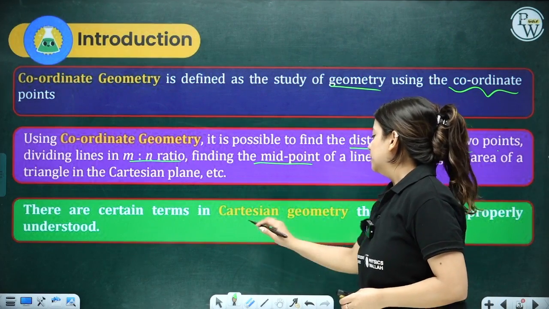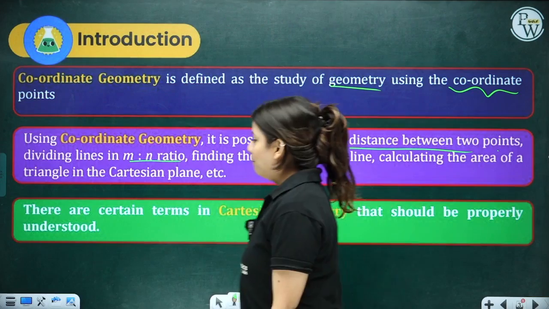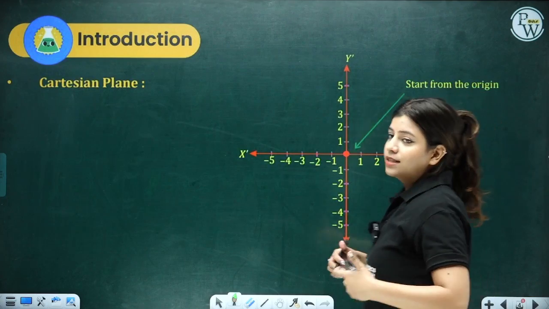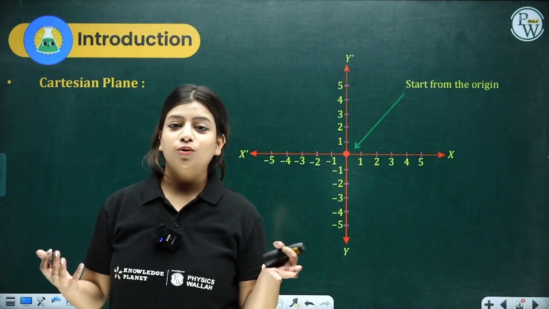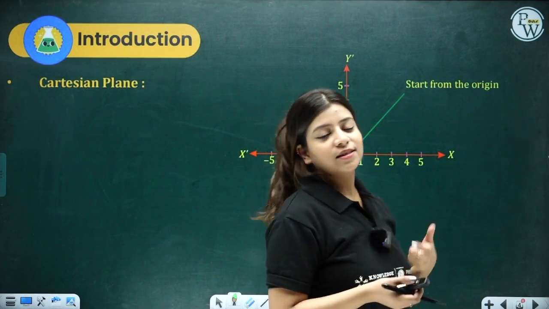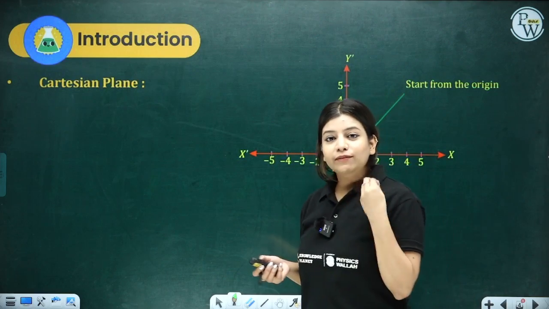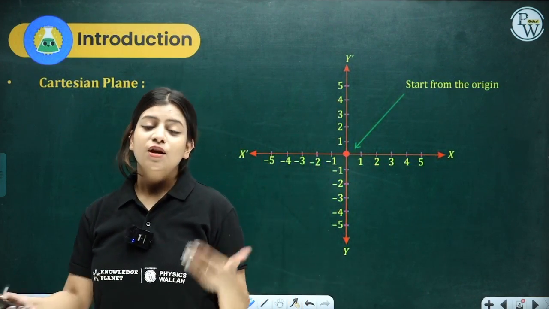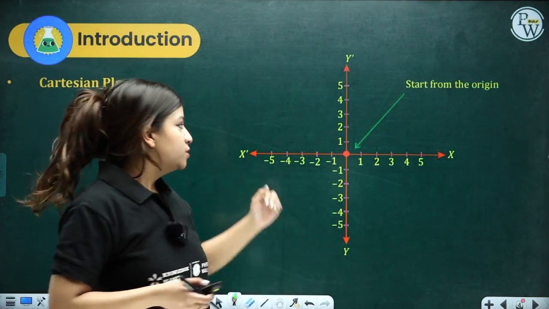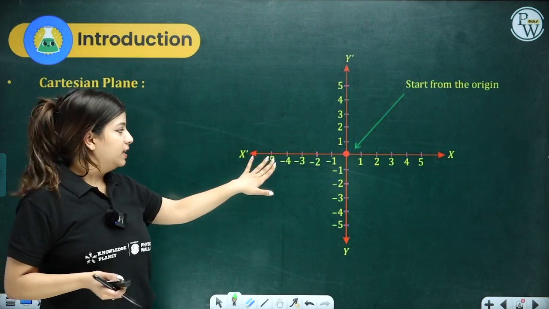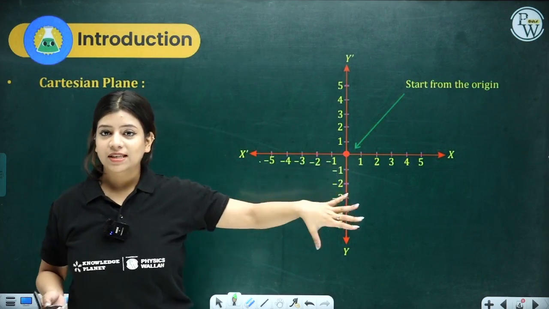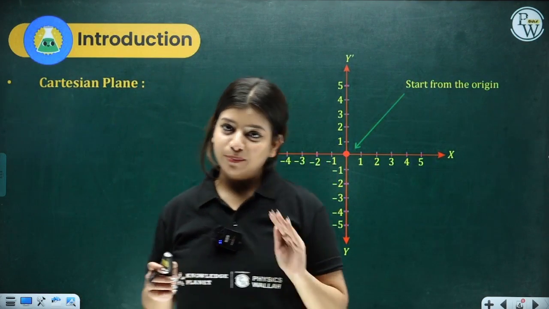There are certain terms in Cartesian geometry that should be properly understood. Let us study those. First of all, it is a Cartesian plane. Now, what is a Cartesian plane, students? You have drawn graphs with your x-axis and y-axis in your junior classes, but when we talk about graphs in the senior classes, we also deal with the negative x-axis and the negative y-axis. So when these two lines, our x-axis and y-axis, intersect, the plane on which they intersect forms nothing but our Cartesian plane.